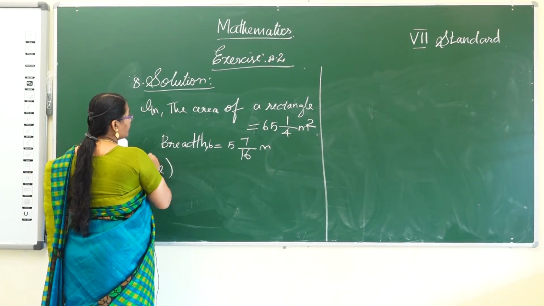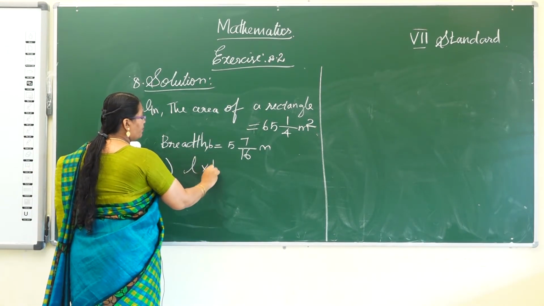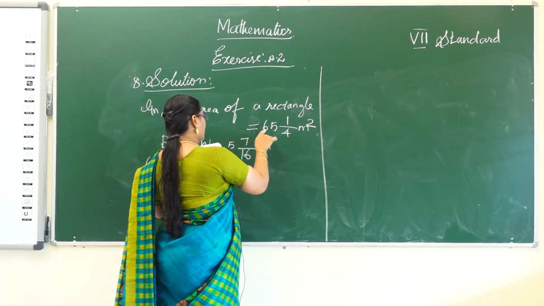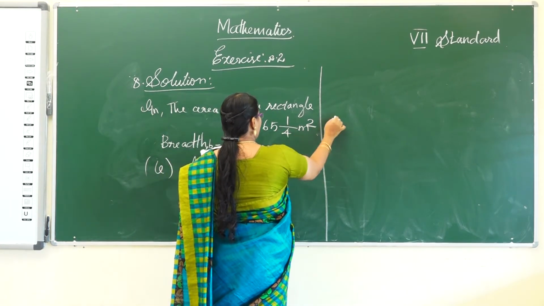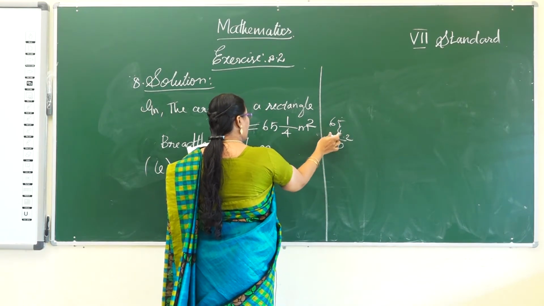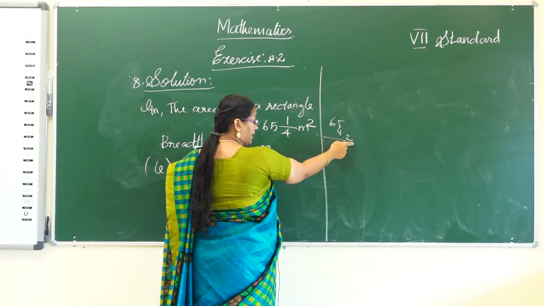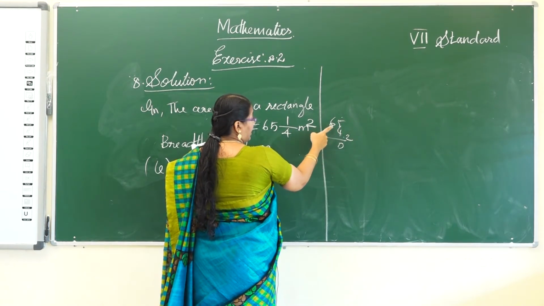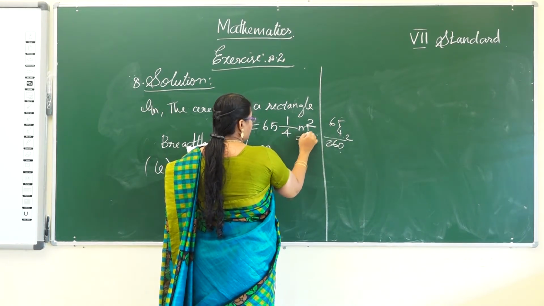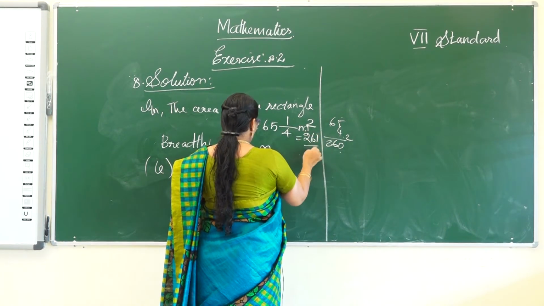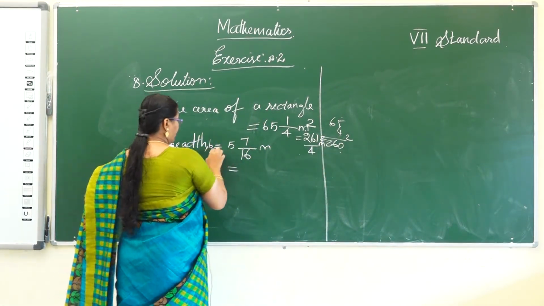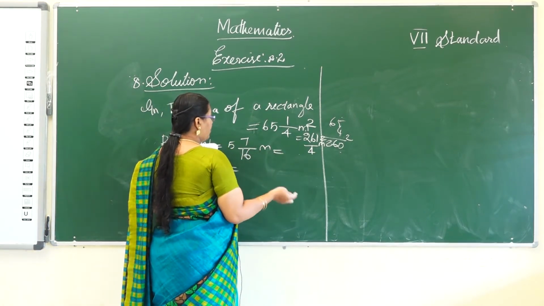The area of the rectangle formula is L into B. Here mixed fractions are given, so change them to improper fractions. 65 times 4: 5 fours are 20, remaining 2, and 6 fours are 24, plus 2 is 26. So the value is 261 by 4 meter square. And here the breadth is also a mixed fraction, so that is also changed to an improper fraction.